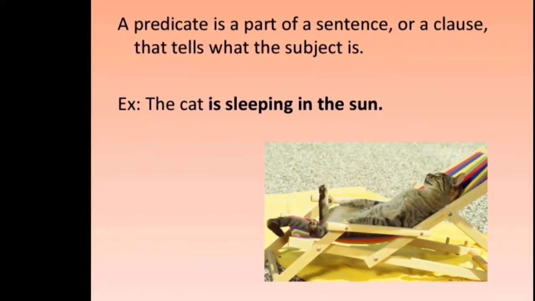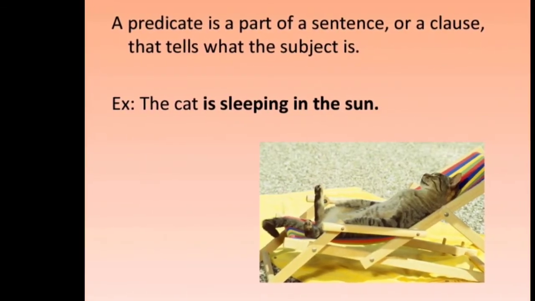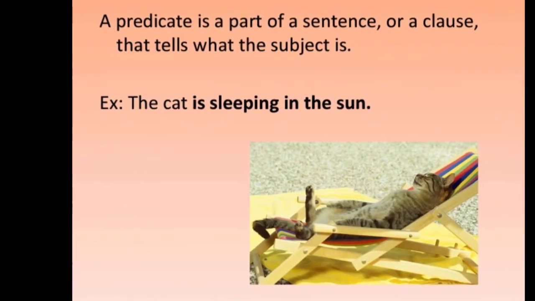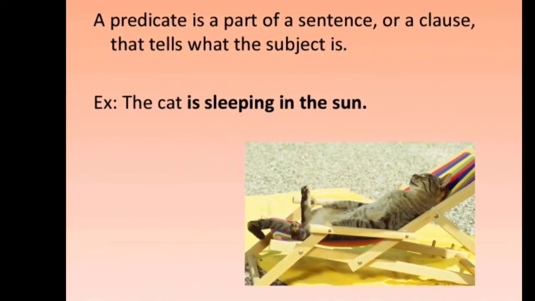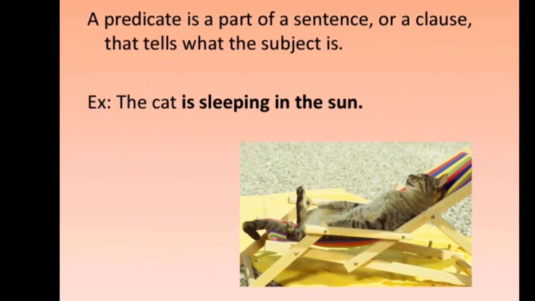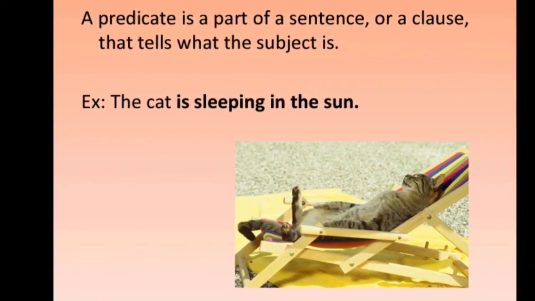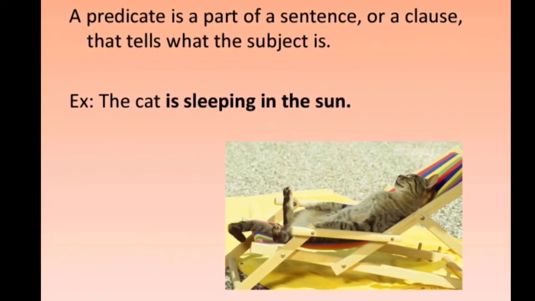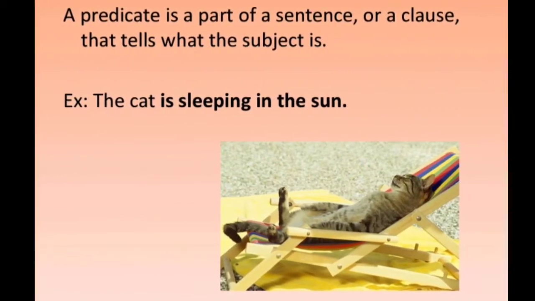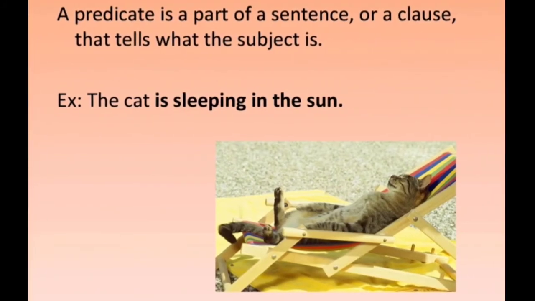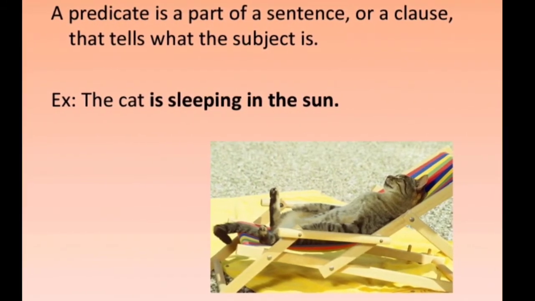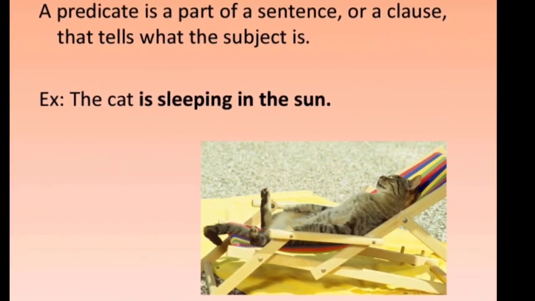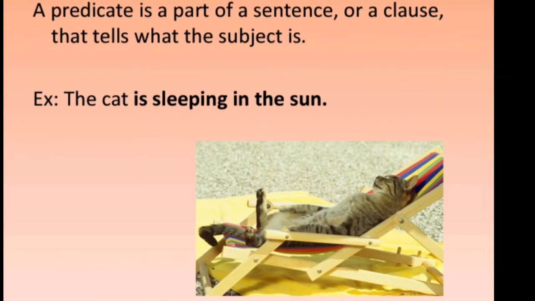A predicate is a part of a sentence or a clause that tells what the subject is doing. The cat is sleeping in the sun. This is the same sentence, but the clause sleeping in the sun is the predicate. It's indicating what the cat is doing.